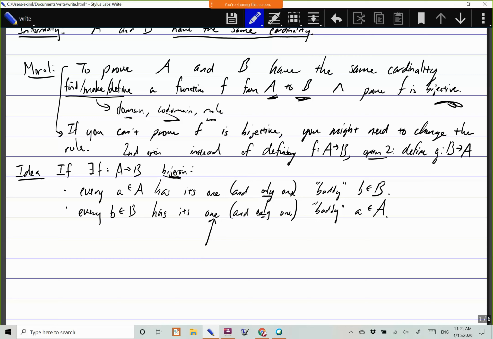But then why the only one? Well, because that's the other part of f being a bijection, right? f is an injection, or f is injective, and that's saying that you can't have two different inputs go to the same output. So this one and only one business happens again, right? This one and only one means not two, not zero. Each element of A has its buddy in B. Each element of B has its element in A.